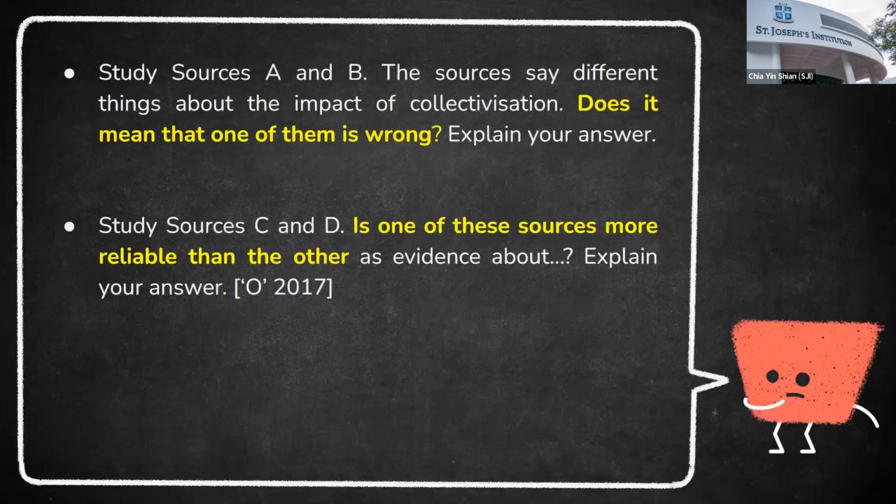Study sources A and B. The sources say different things about the impact of collectivization. Does it mean that one of them is wrong? The other question came out in O Levels 2017. Study sources C and D. Is one of these sources more reliable than the other as evidence about the topic?